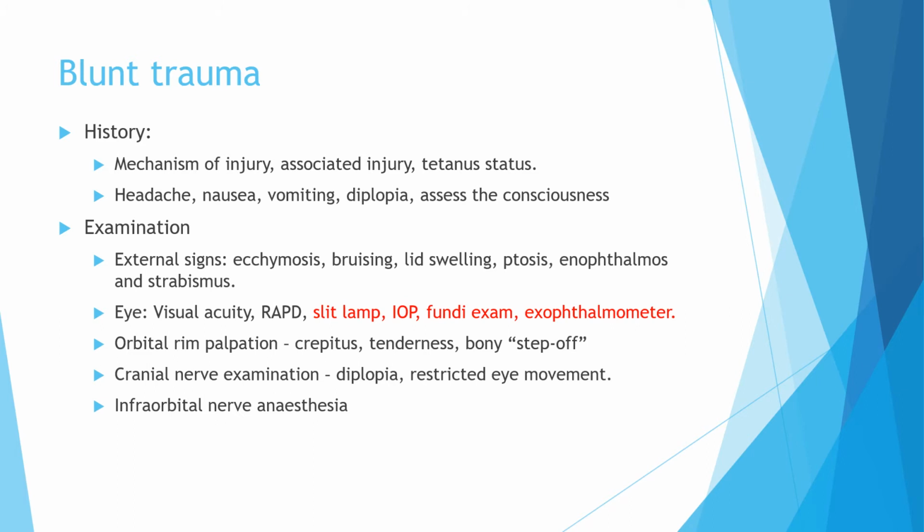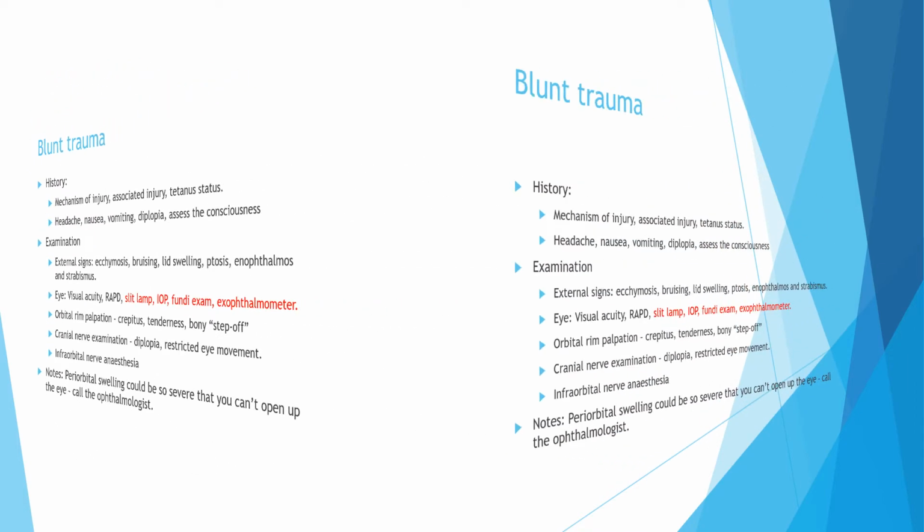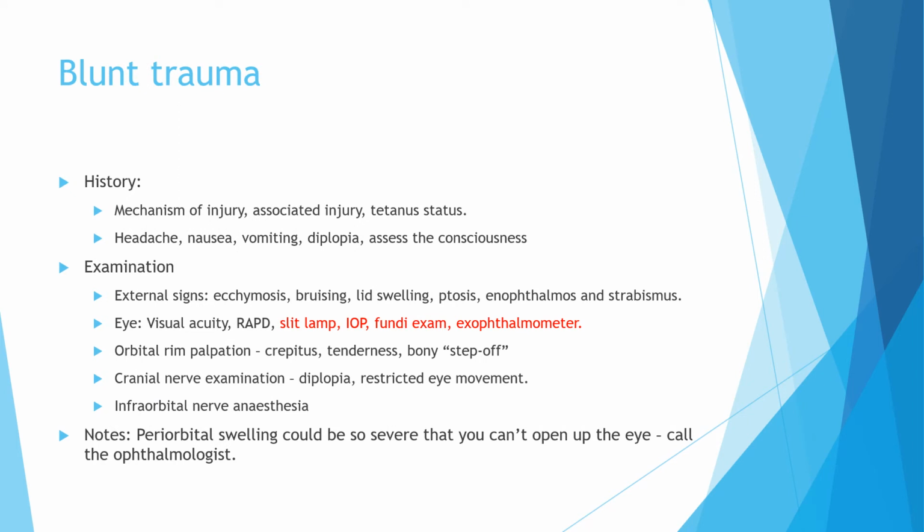Look for external signs, including ecchymosis, bruising, lid swelling, ptosis, enophthalmos, and strabismus. You should look for signs of skull-base fracture as well, such as raccoon eyes. You should check the visual acuity and also look for RAPD. Palpate the orbital rim for crepitus, tenderness, and bone step off in case of orbital rim fracture. This is not common because the orbital rim is actually very strong.